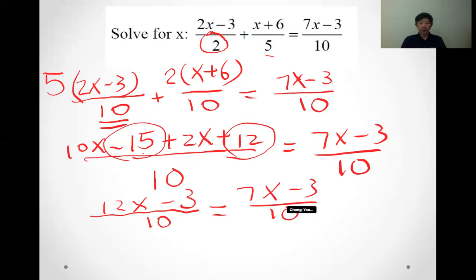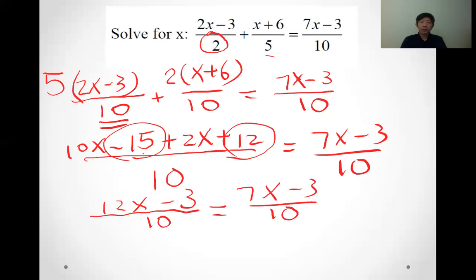Divided by 10, right? All right, so now here I have 12x minus 3 over 10, and the other side is 7x minus 3 over 10, right?